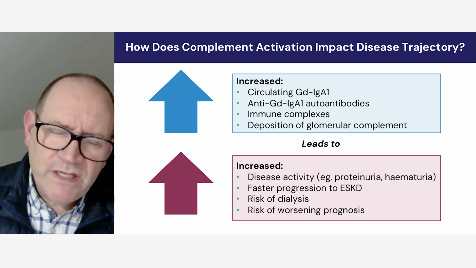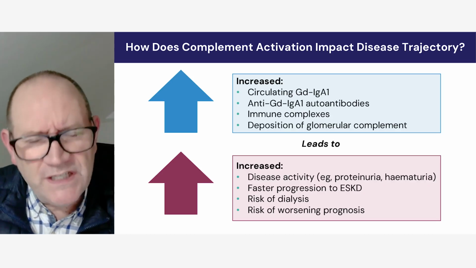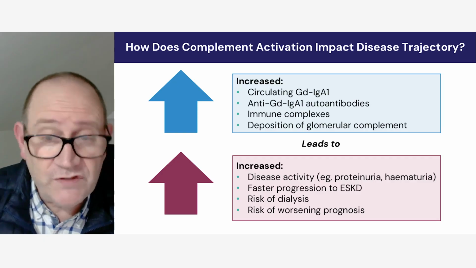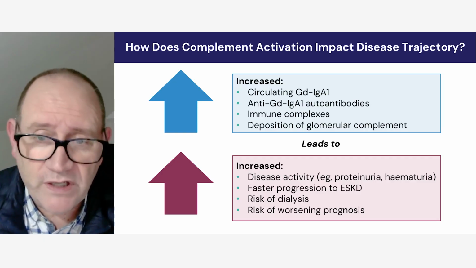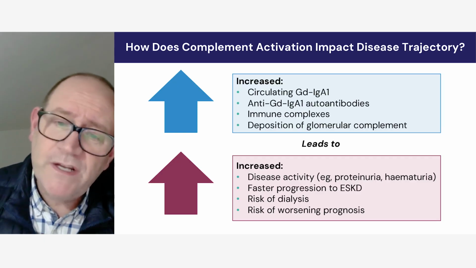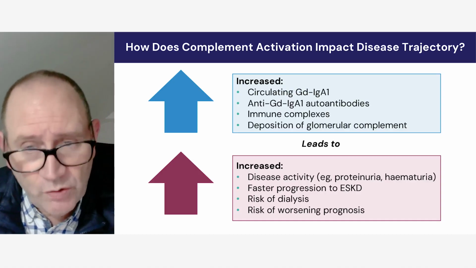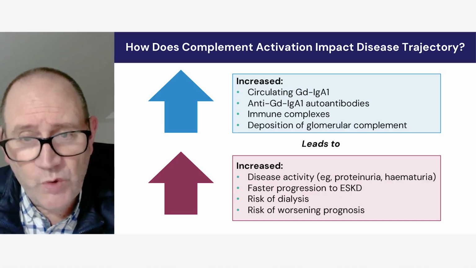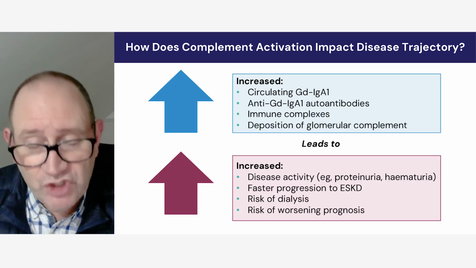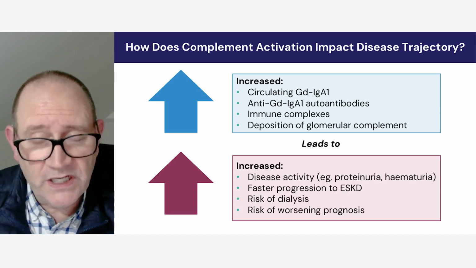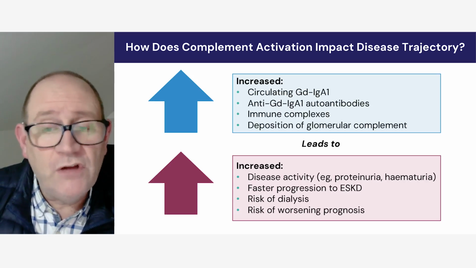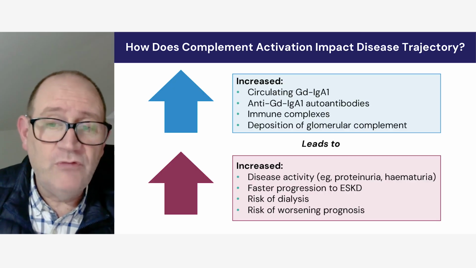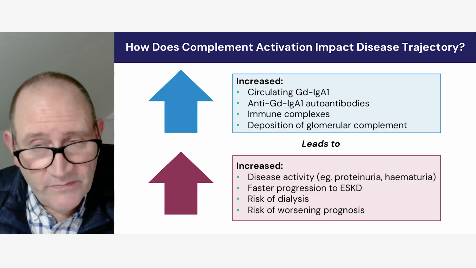And so when we think about what are the meanings, what is the significance of these changes that I've described as part of the four-hit hypothesis? Well, we've had a number of retrospective cohort studies that have shown that the higher the level of Gd-IgA1 in the circulation, the worse the ultimate outcome in terms of risk of developing kidney failure.